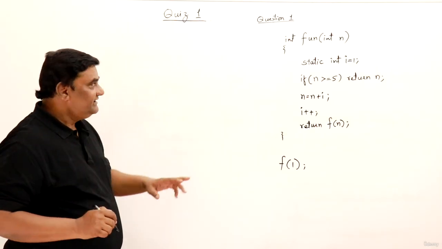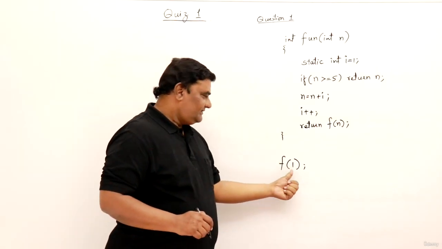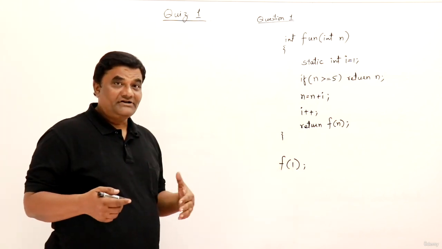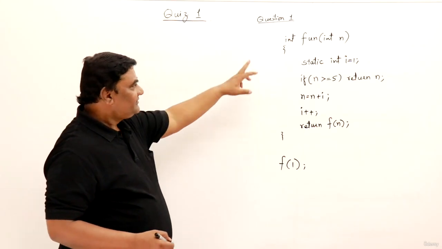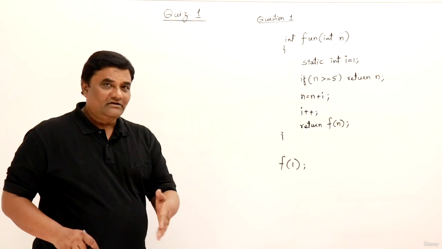I have the first question here. This is a recursive function, and this is called for f of 1. So we want the result: what will the function return? What is the result of the function if it is called for 1? So this is the function. Okay. Recursive function, how to trace, already I have shown you.